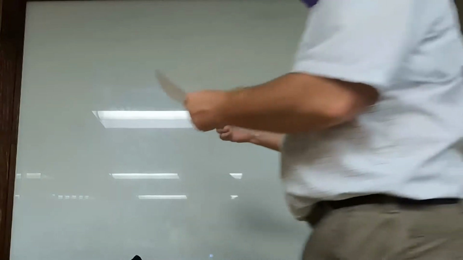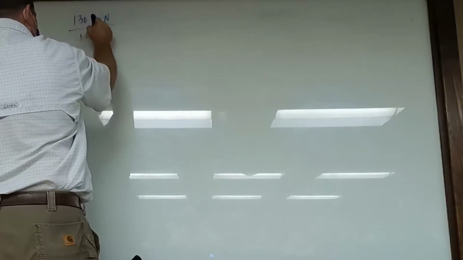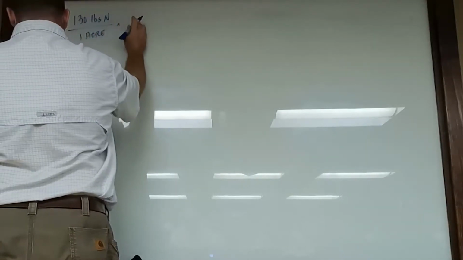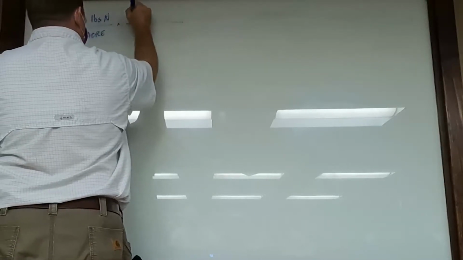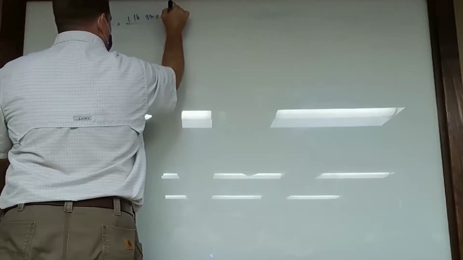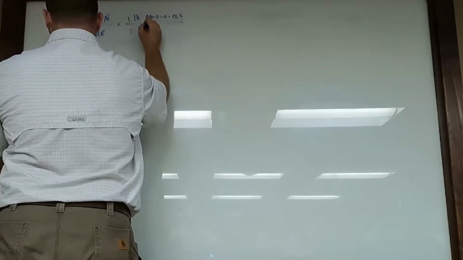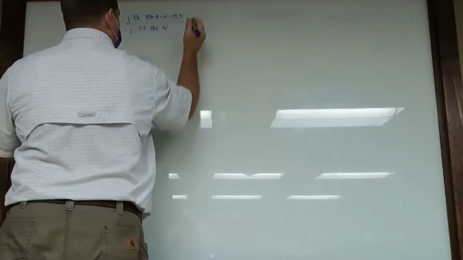So our soil test recommended that we needed 130 pounds of nitrogen per acre. And using 33-0-0-12S, in 1 pound of it there are 0.33 pounds of nitrogen. That comes out to be... someone got a calculator? Did y'all come up with 393.94 at that point?